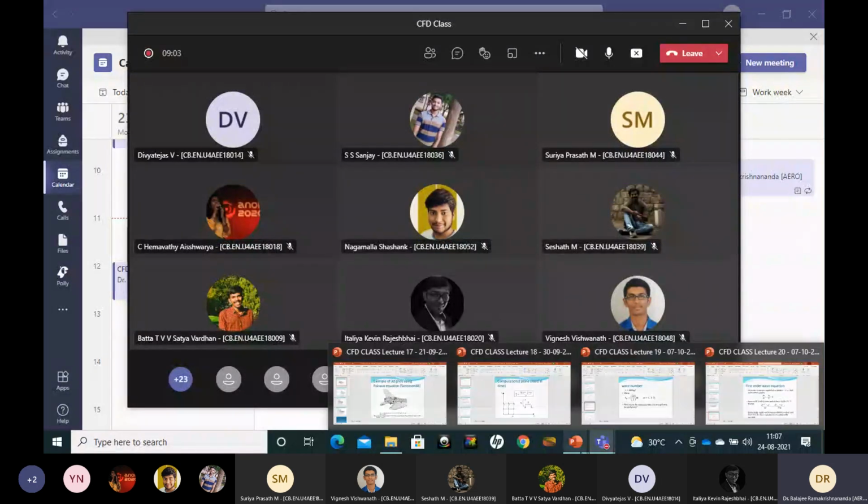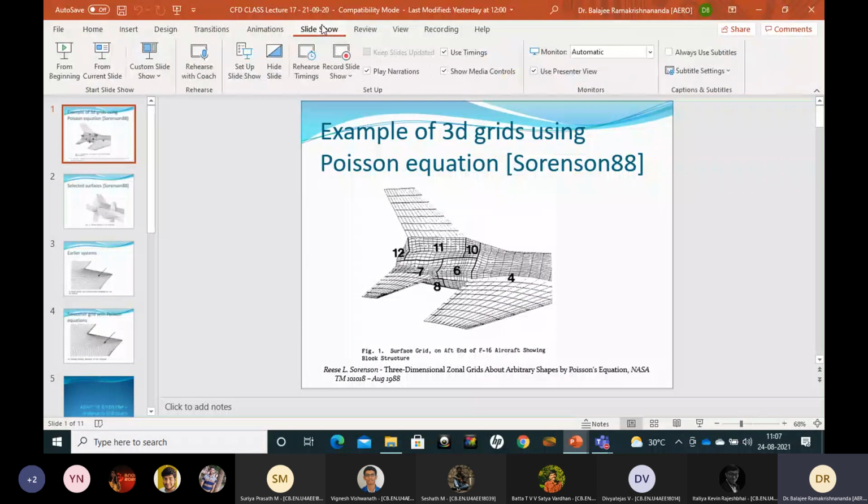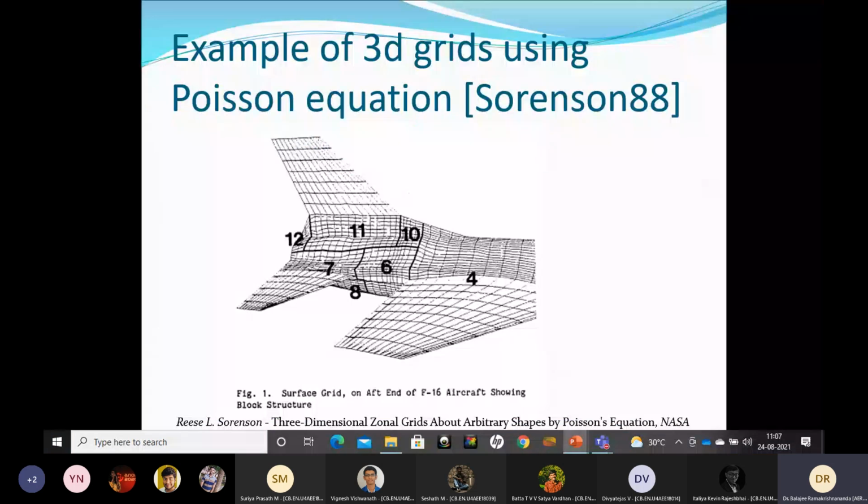We'll go to the next step, which is example grids. You can also use this for 3D, psi xx plus psi yy plus psi zz is equal to 0, the 3D Laplace equation, and you can generate such grids. Now these people have used Poisson equations. You can see some numbers 4, 6, 7, 8, 10, 11, 12, etc. So if you use these grids for the whole aeroplane, somewhere it may give some unreasonable results.